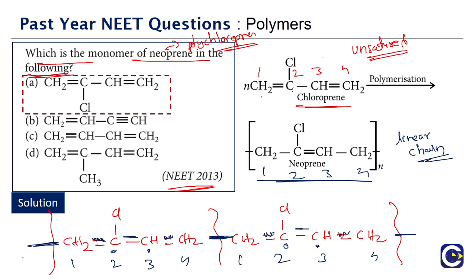And here a couple of things that will be important to notice are, one is neoprene, it's an example of linear chain polymer. It is also example of addition polymer. And for the addition polymers, we will be requiring what? Unsaturation in the monomer unit.